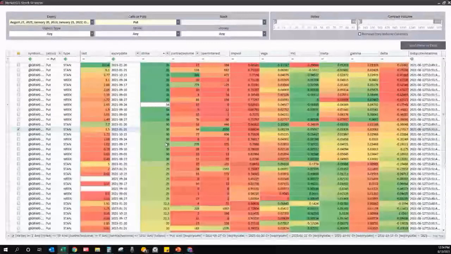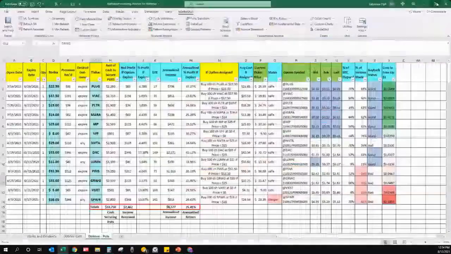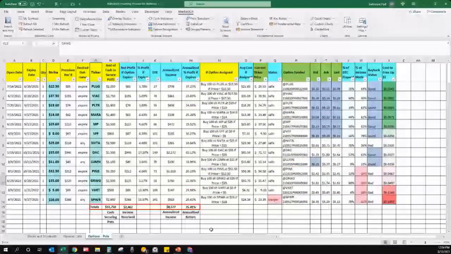On puts, regarding deltas, I'm looking for the negative 0.15 through negative 0.3. I'm looking for a margin of safety between 5 and 20%, depending on whether I really want to own the shares, how much I want to own them.